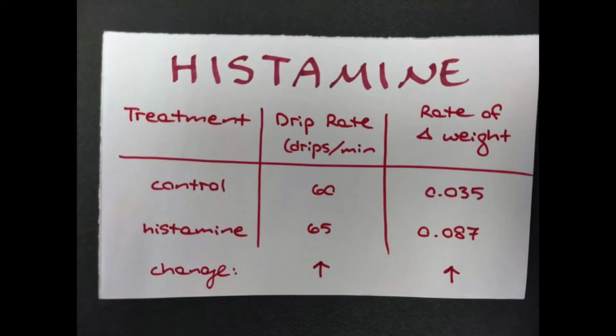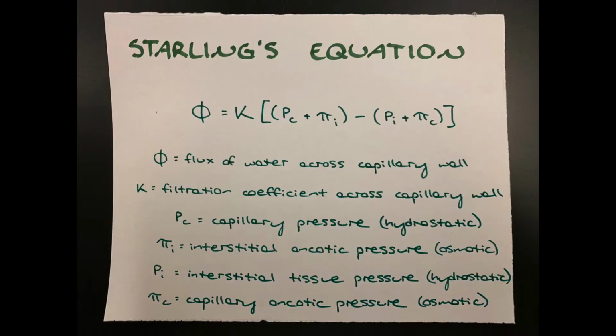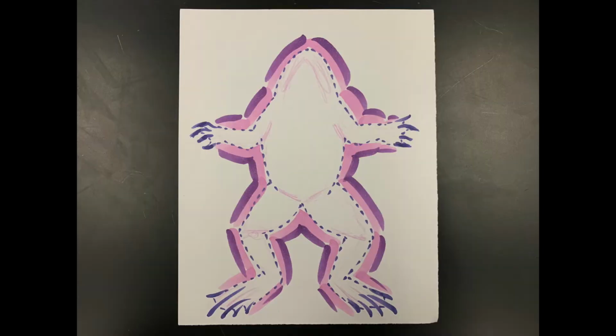This was observed by the increase in drip rate when histamine was used as the perfusate. Since the binding of histamine to H2 receptors causes vasodilation and decreased resistance, the increased fluid flow generates greater capillary hydrostatic pressure. According to the Starling equation of ultrafiltration, this pressure pushes water from inside the capillaries into the tissue, causing edema and weight gain in the frog.